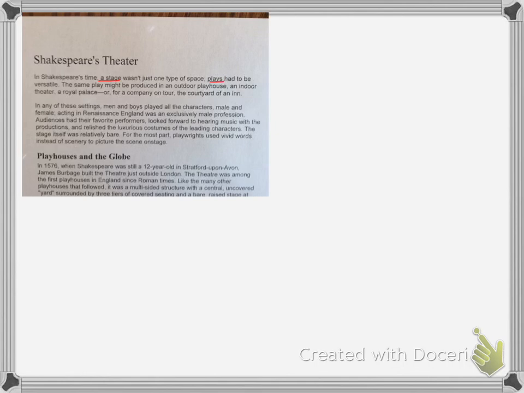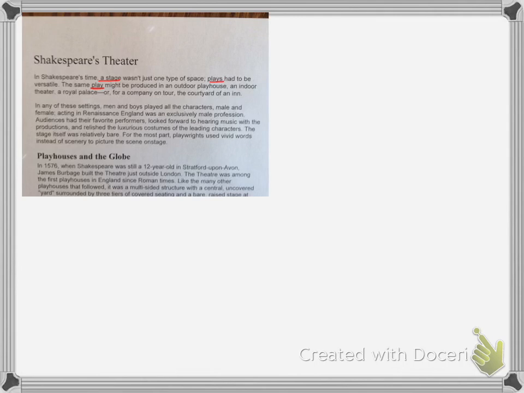Let's mark our verbs then. Well, let's continue on, actually. The same play might be produced in an outdoor playhouse, an indoor theater, a royal palace, or, for a company on tour, the courtyard of an inn. The same play is really my subject.